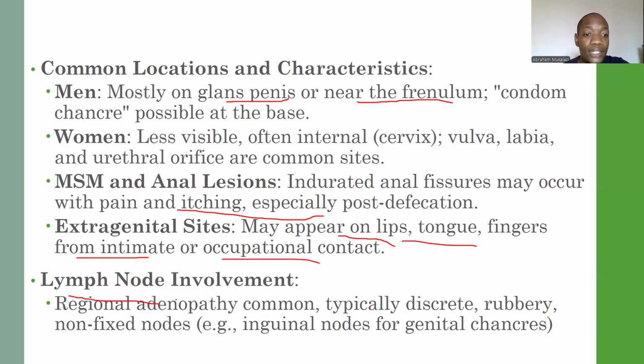Then you can also get nodal involvement or lymph node involvement. So in this case, you'll have regional lymphadenopathy, and we commonly see discrete or rubbery non-fixed nodes, and we can have them involving the inguinal area or any area near where the primary chancre is. So we've said earlier that in syphilis, the nodes can either be tender or non-tender, and they can be bilateral in distribution.